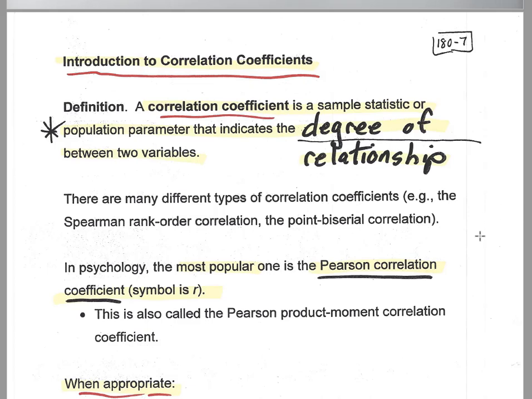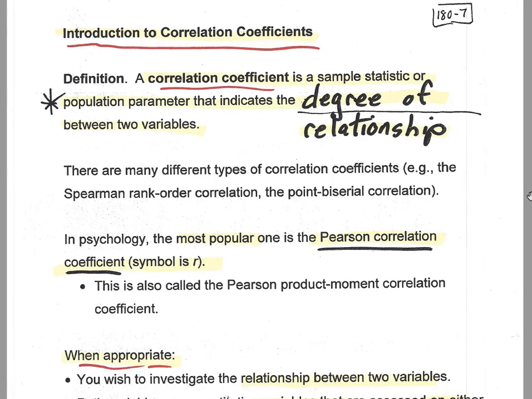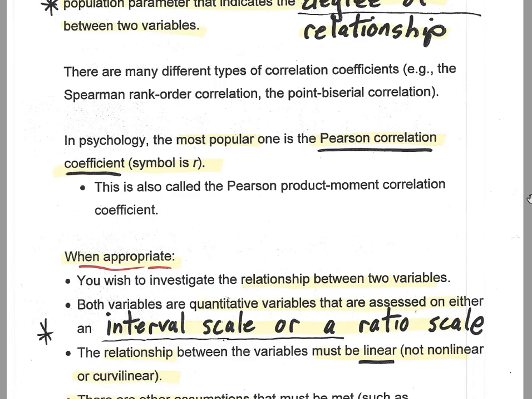There are many different kinds of correlation coefficients. Spearman rank order correlation, point biserial correlation. In psych, the most popular one is the Pearson correlation, the symbol for which is lowercase r in italics, also called the Pearson product moment correlation coefficient.